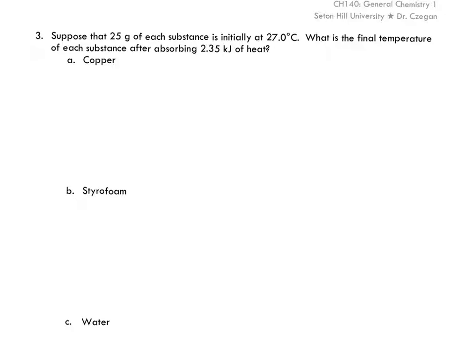So we are given 25 grams of a substance, so we have mass. We are given an initial temperature, and we are looking for the final temperature. We are also given an amount of heat, Q. So the difference between all three of these, A, B, and C, is which substance will be heating. So in A, it's 25 grams of copper, and in B, it's 25 grams of styrofoam.